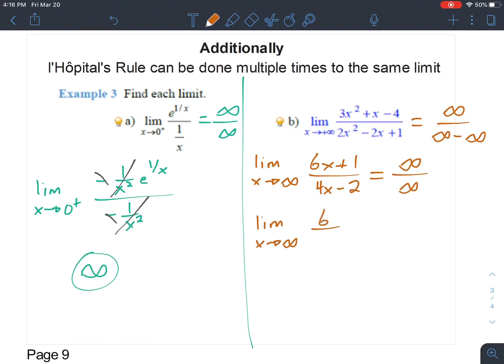Now the derivative on the top is going to be 6. The derivative on the bottom is 4. There's no x for infinity to go in. And that simplifies to be 3/2, just like we knew back from chapter 1.